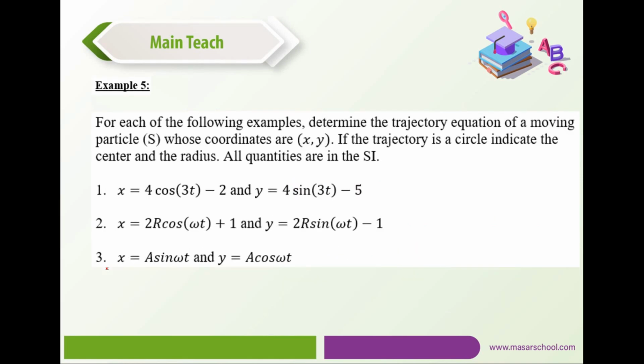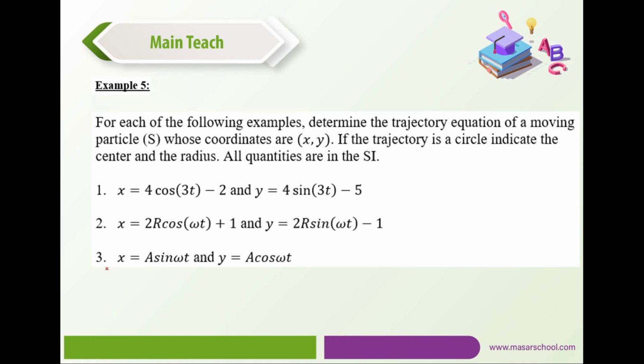Example 5: for each of the following examples, determine the trajectory equation of a moving particle s whose coordinates are x and y. If the trajectory is a circle, indicate the center and the radius. All quantities are in the SI. If you refer to the question carefully, although I've read it fast, we need to determine the trajectory equations, and then we need to find the equation of the circle explicitly.